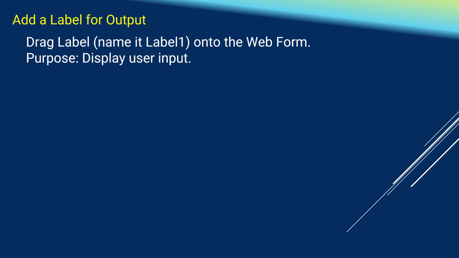Now, let us add a label control to our form. Drag a label control from the toolbox and name it Label1. This label will be used to display the user's input once they click the button. Setting up this feedback mechanism is essential for enhancing user interaction.